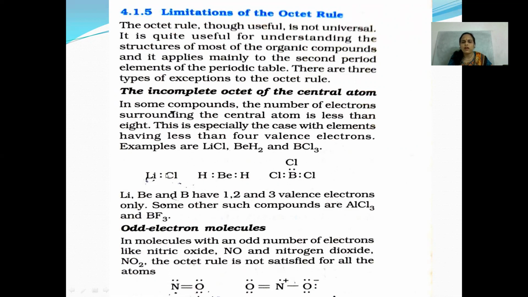Lithium, beryllium, and boron have 1, 2, and 3 valence electrons only, but they are not able to complete their octet. The central metal atom is not able to complete its octet there. And this is the limitation of the octet rule. Then odd electron molecules. In molecules with an odd number of electrons like nitric oxide and nitrogen dioxide, the octet rule is not satisfied for all the atoms there. So nitric oxide, you can see NO, and nitrogen dioxide, this octet rule is not satisfied. So this was the limitation of the octet rule.